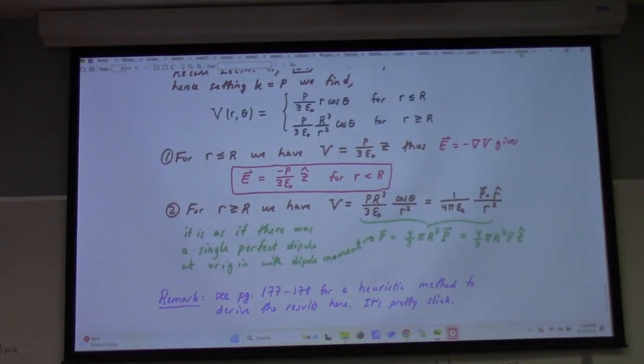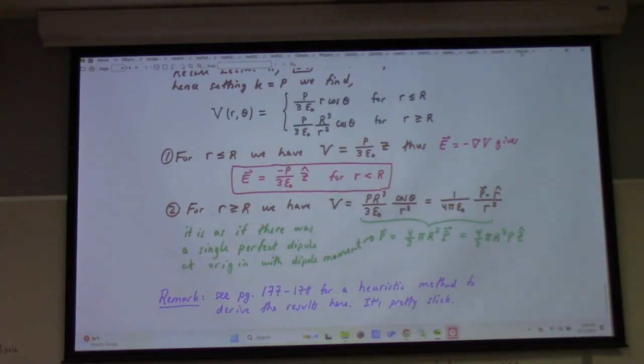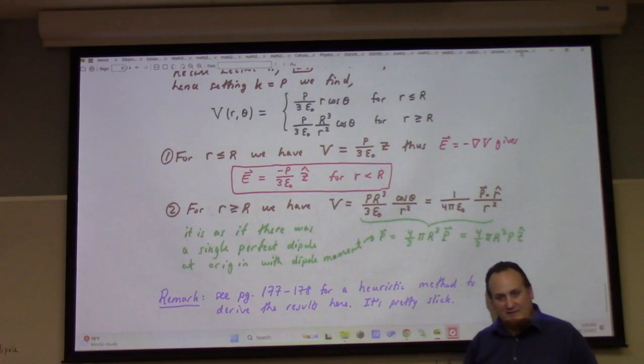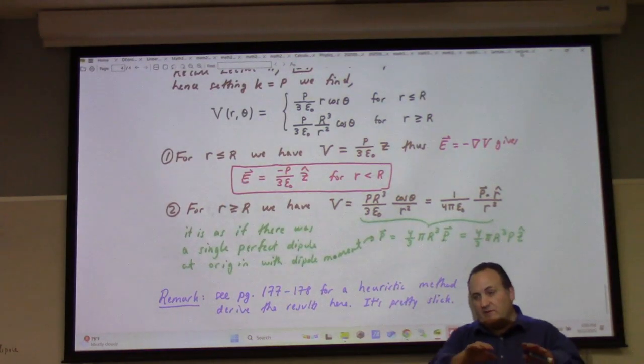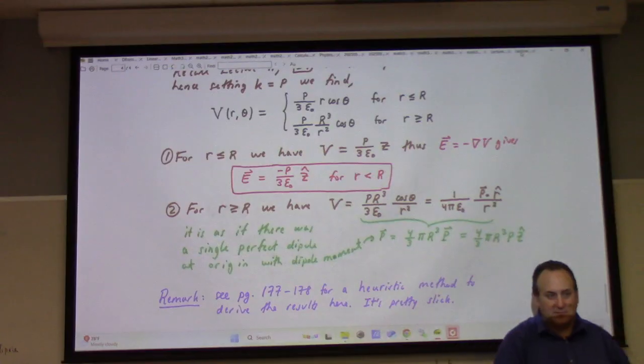So that's the neat thing about this uniformly polarized sphere. It's as if it's just a perfect dipole at the center of the sphere, where the dipole moment is the totality of the spread-out dipole moment per unit volume. It's similar to stories we've heard before. You've got charge spread out uniformly over a sphere, and outside the sphere it's as if the whole charge is at the center, and it's just the Coulomb field of that charge. This is the analogous result for dipoles.